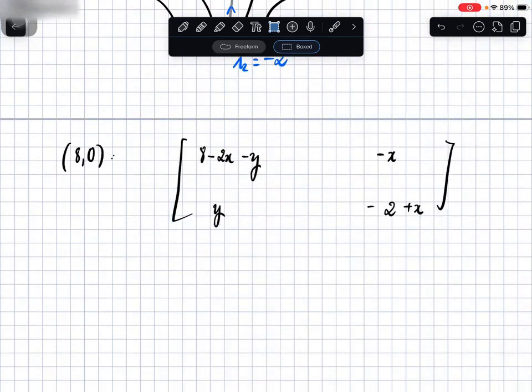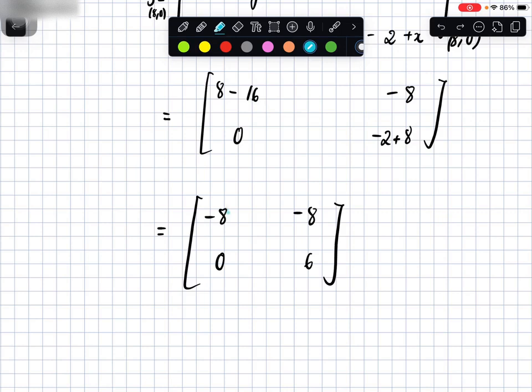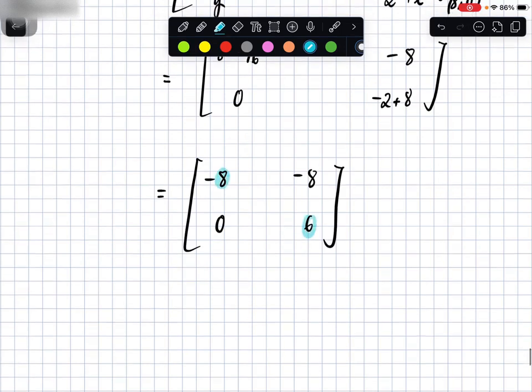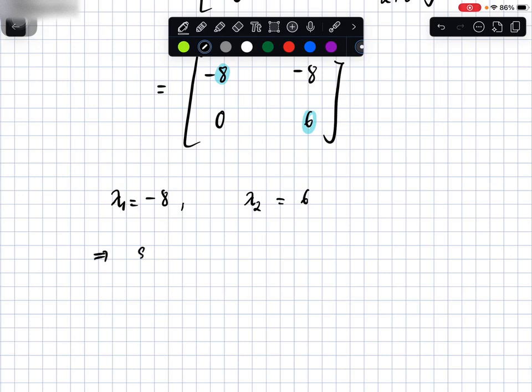Now we evaluate it at (8, 0). So we have 8 minus 16 minus 0 minus 8, 0 minus 2 plus 8. See that we have two eigenvalues, minus 8 and 6. Opposite signs, they are real, so we have another saddle point.